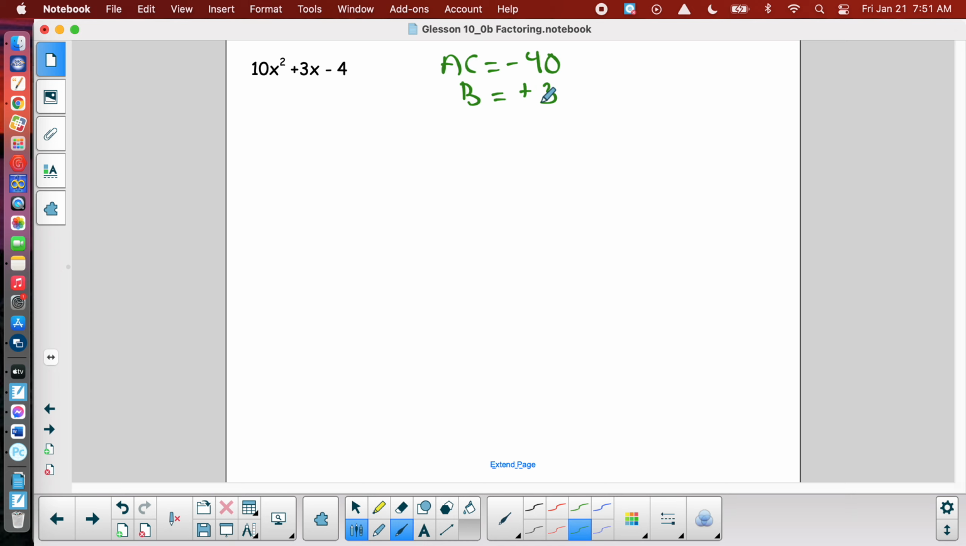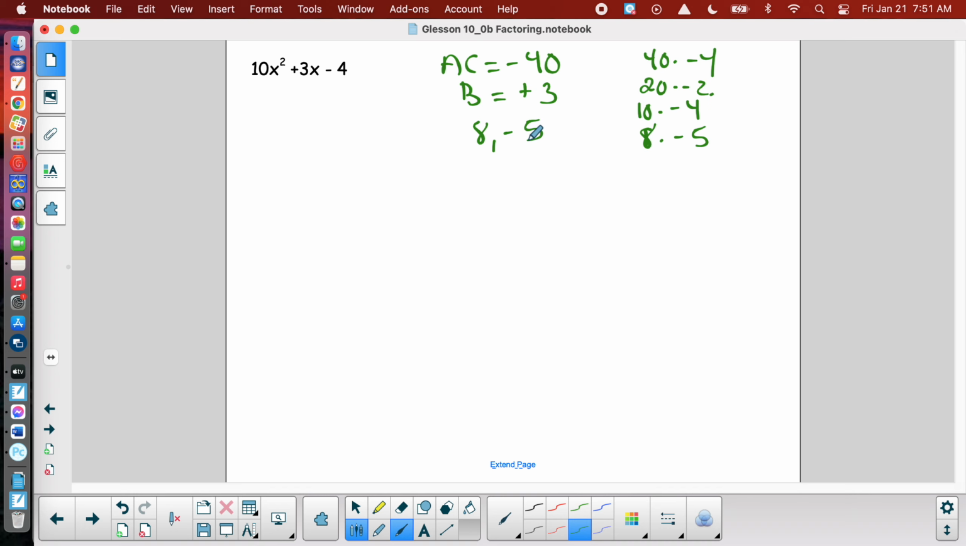Well, some people kind of struggle with this a little bit, so let's think about this a second. Could be 40 and negative 1. No. 20 times negative 2 to give me negative 40. No. 10 times negative 4. No. 8 times negative 5. There it is. There's my combination. Some people go to it right away. Some people need to start making a list of factors. Whatever works for you. So 8 times negative 5, so the magic numbers are 8 and negative 5.